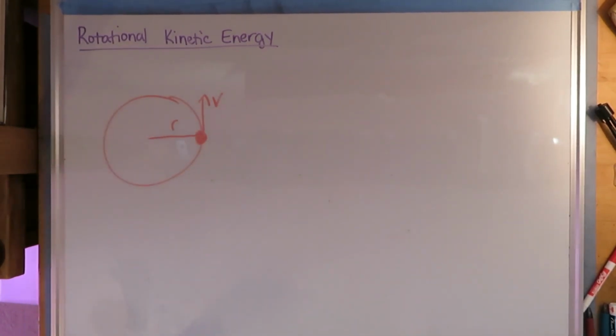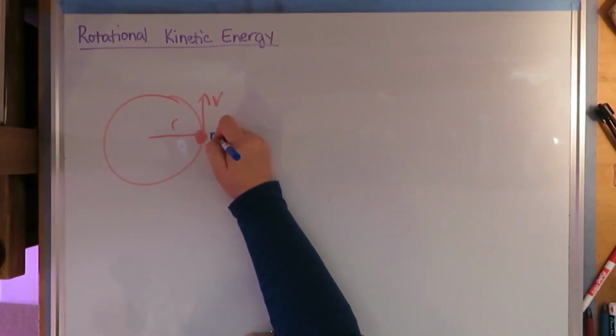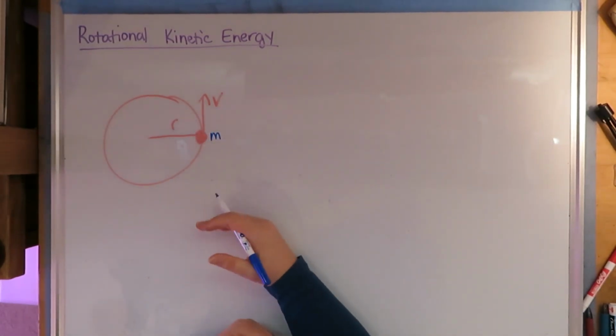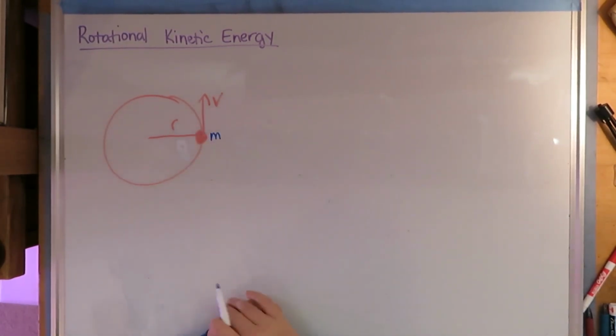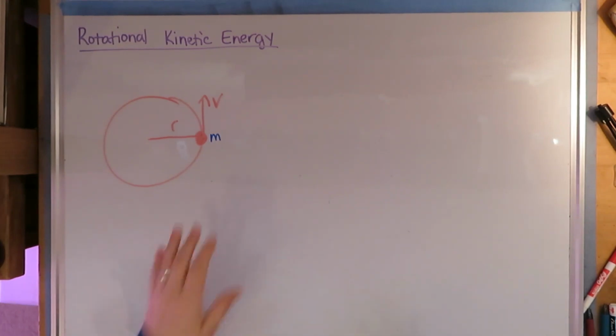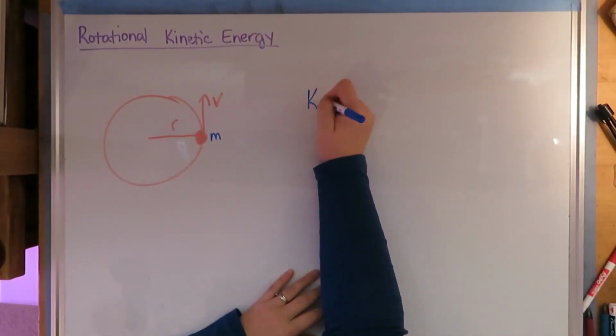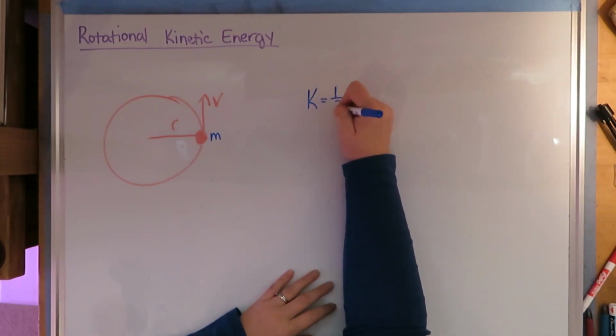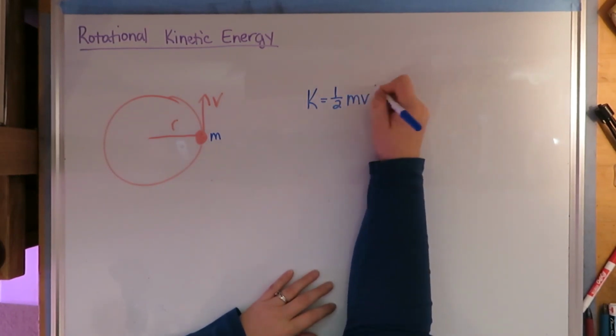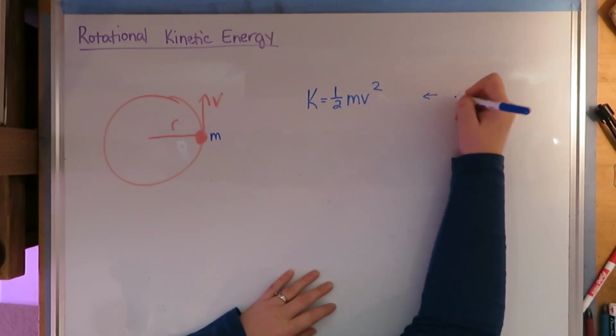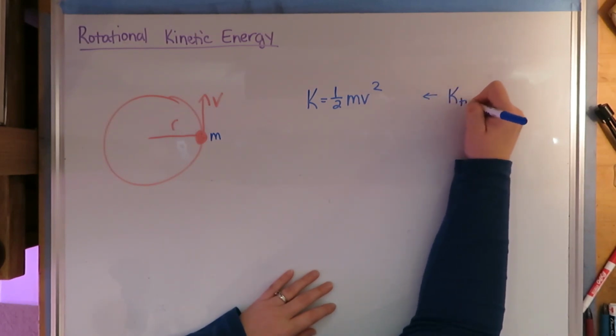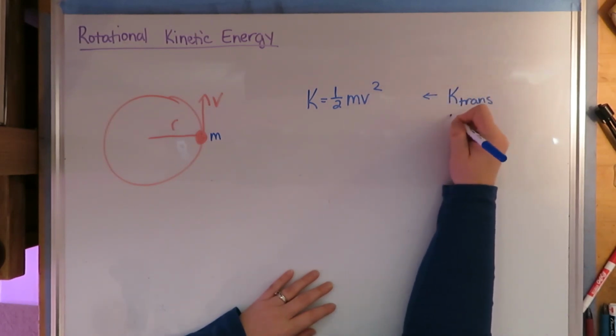a circle. So maybe it's like a ball at the end of a string of negligible mass, something along those lines. But it has some sort of mass, it's moving with some sort of tangential velocity, and it has a radius. So I know that this object is going to have kinetic energy because it's moving. So if I just think of the fact that it has linear kinetic energy, that is 1/2 mv squared. From now on, we're going to refer to this as translational kinetic energy, K-trans.